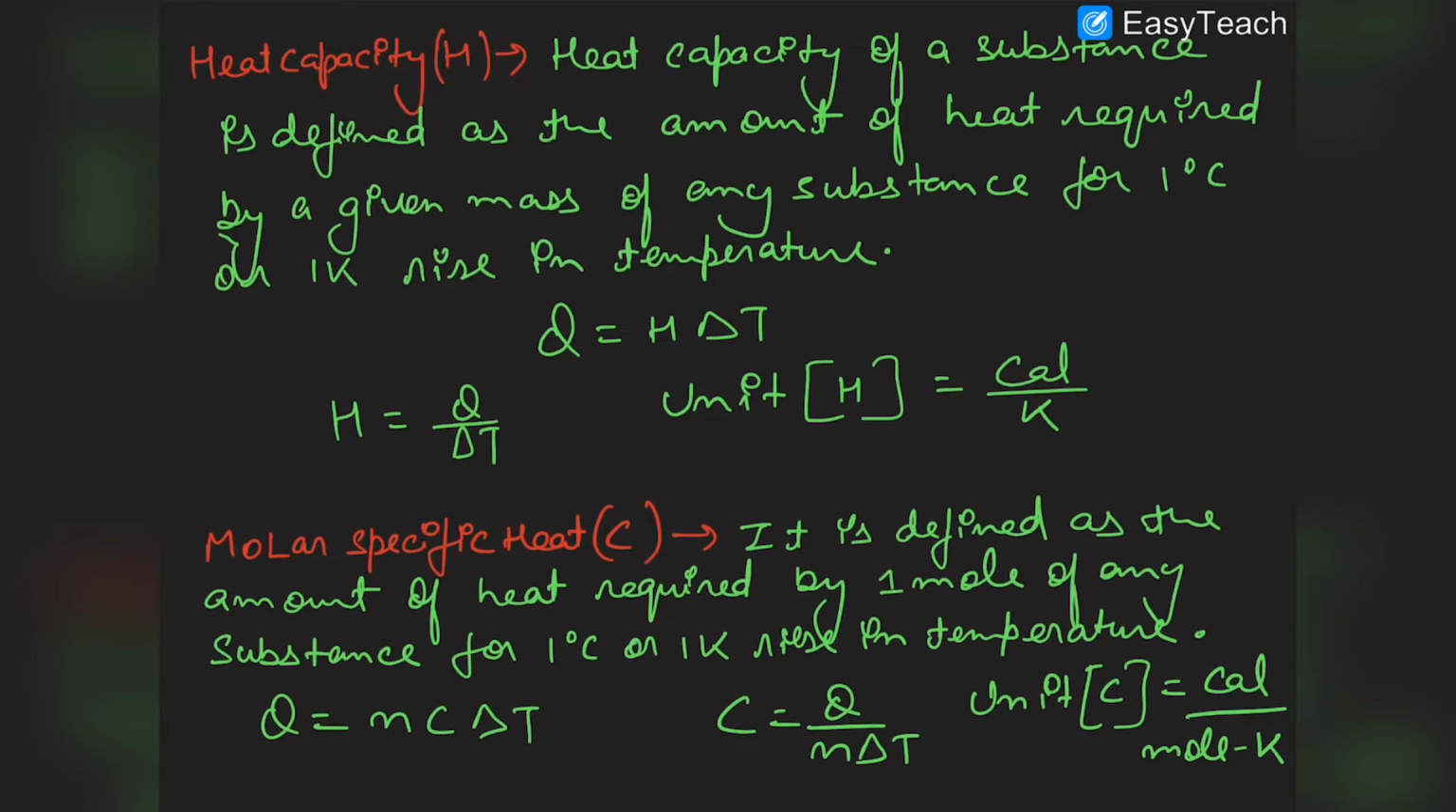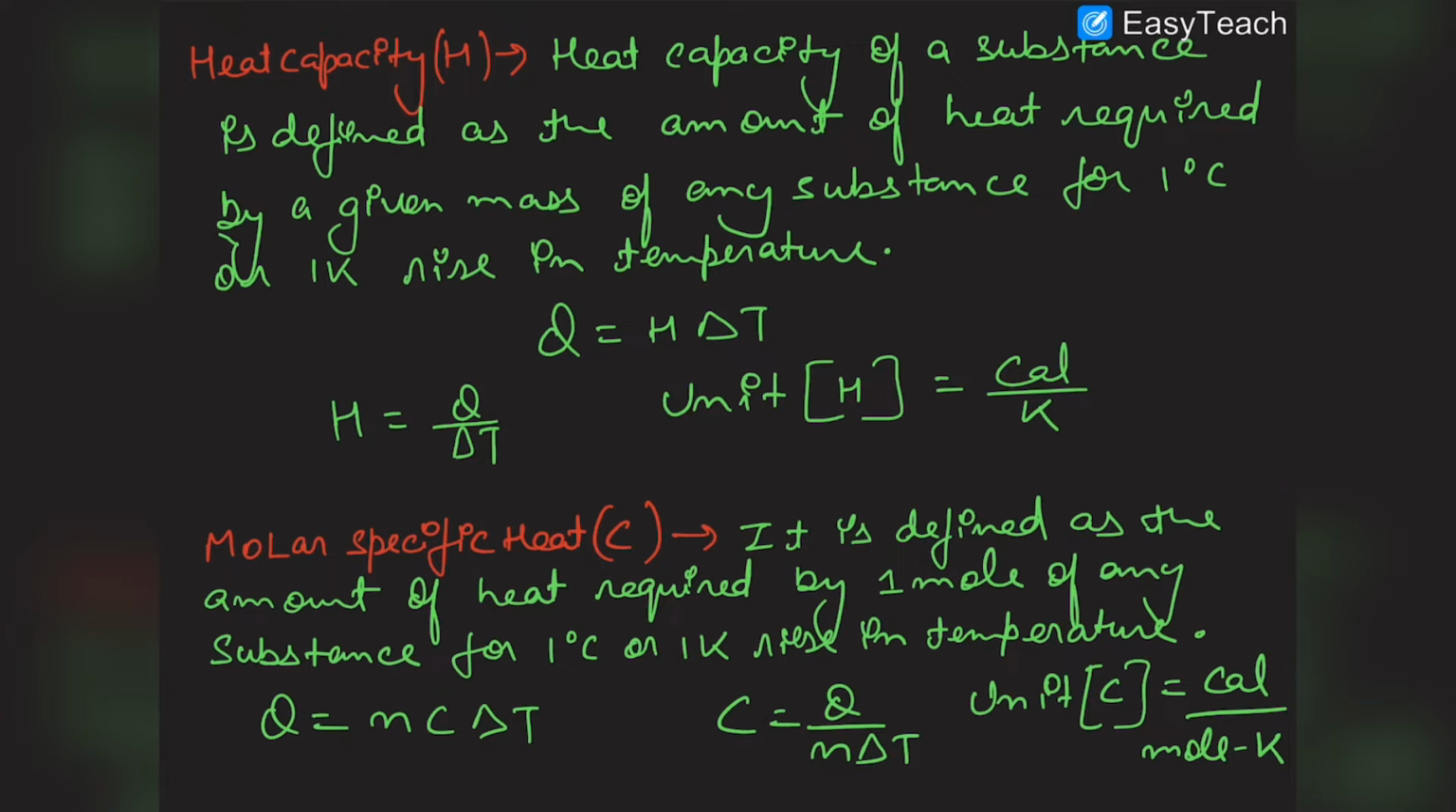Now what is heat capacity? Heat capacity of any substance is the amount of heat required by that given mass of the substance for 1 degree Celsius or 1 Kelvin rise in temperature. The basic difference between specific heat and heat capacity is that specific heat is the amount of heat required by 1 gram of that substance, and heat capacity is the amount of heat required by the given mass, whatever the mass is, to show a 1 degree Celsius or 1 Kelvin rise in temperature.